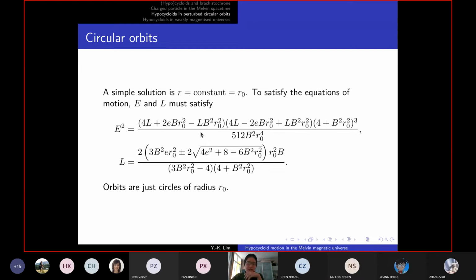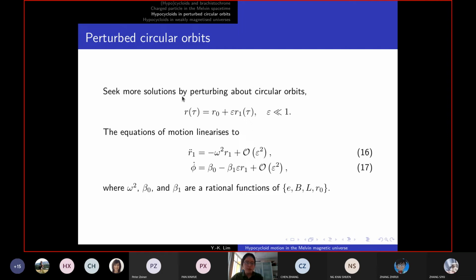So we want to look for more interesting types of motion. But for more interesting types of motion, the equations of motion, as you have seen earlier, are very complicated and difficult to solve. So let us try some approximations. What we are going to do is to perturb about the circular orbits and try to find new solutions based on that. So I'm going to write the r coordinate of the particle to be the circular orbit plus a small perturbation, and then I will find a solution for r1. Here I will treat epsilon to be a very small number. If I put this into my equation of motion and only keep the leading orders of epsilon, which is to say I'm linearizing the equations of motion, I get this simplified set of equations.